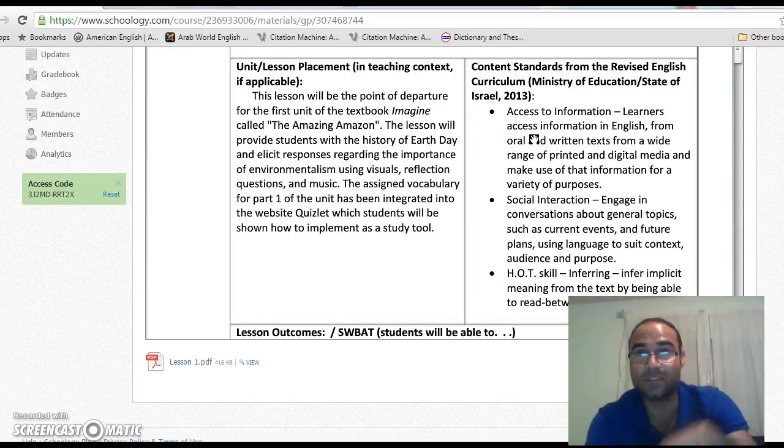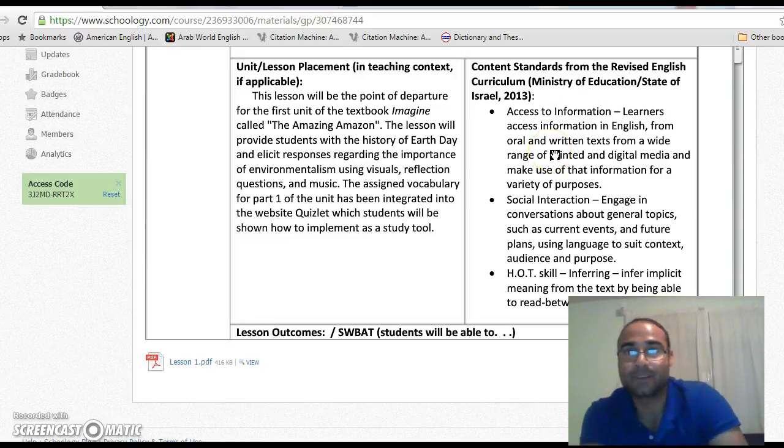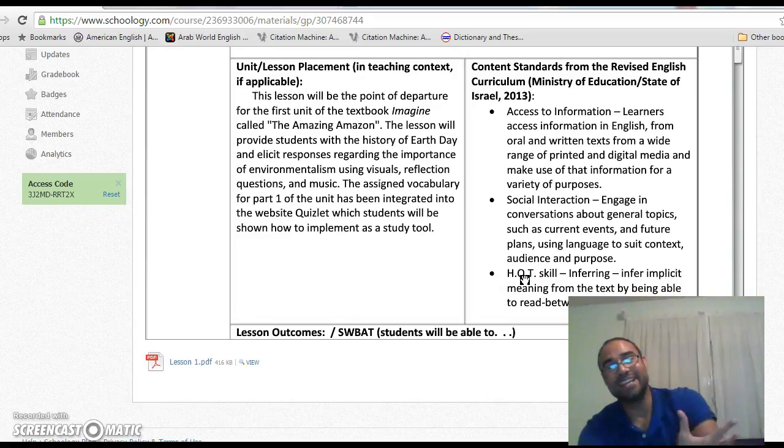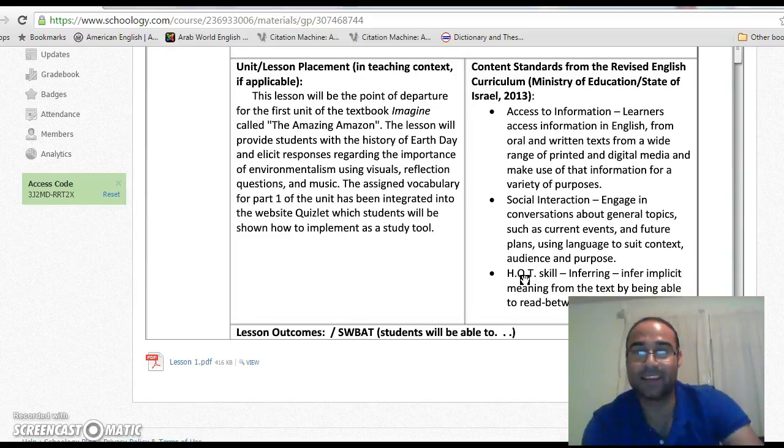The standards that I'm using, the content standards, are access to information, using a wide variety of oral and written texts, and printed and digital media. Social interaction: the students will engage in conversations about, in this particular case, environmentalism and Earth Day. And the HOT skill for this lesson is making inferences. They're going to infer implicit meaning from the text by being able to read between the lines.